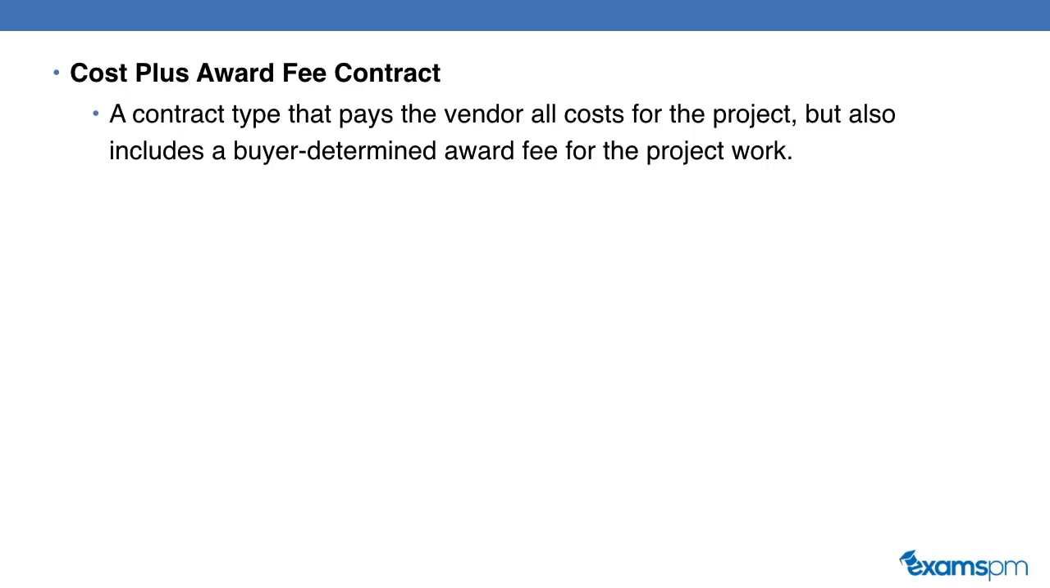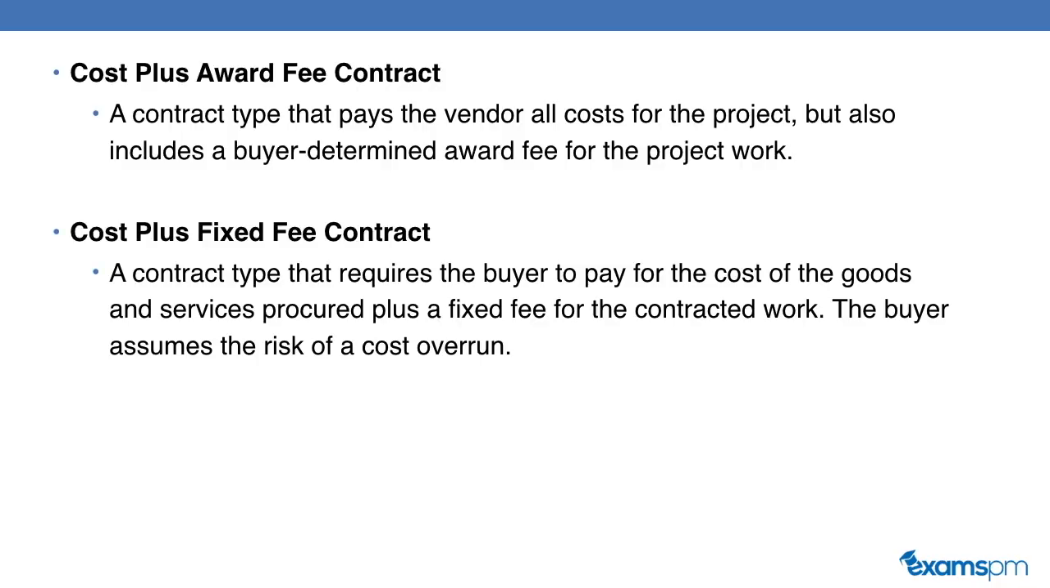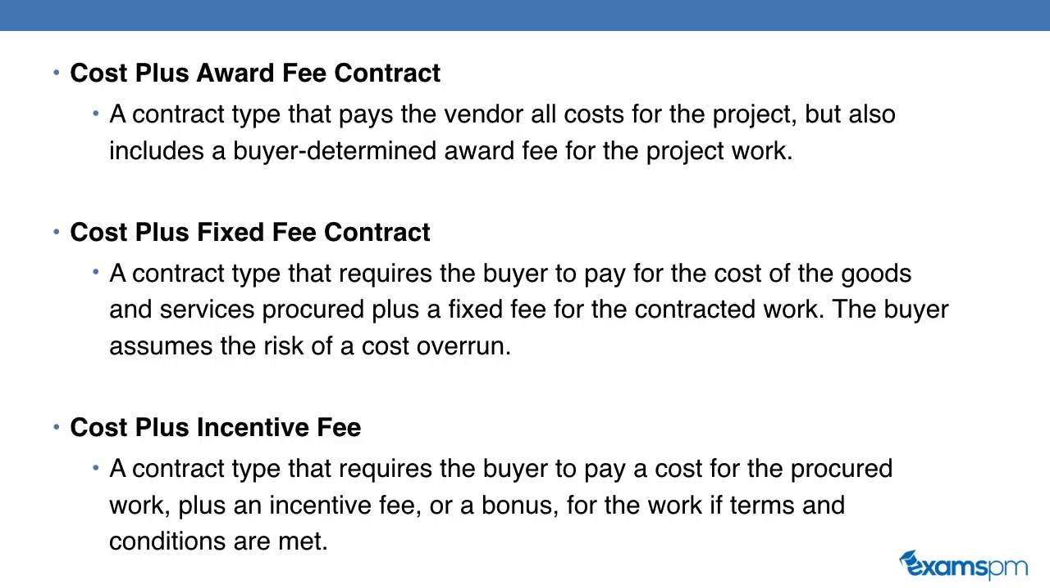Cost plus award fee contract. This is a contract type that pays the vendor all cost for the project, but also includes a buyer-determined award fee for the project work. Cost plus fixed fee contract. This is a contract type that requires the buyer to pay for the cost of the goods and services procured plus a fixed fee for the contracted work. The buyer assumes the risk of the cost overrun. Cost plus incentive fee contract.